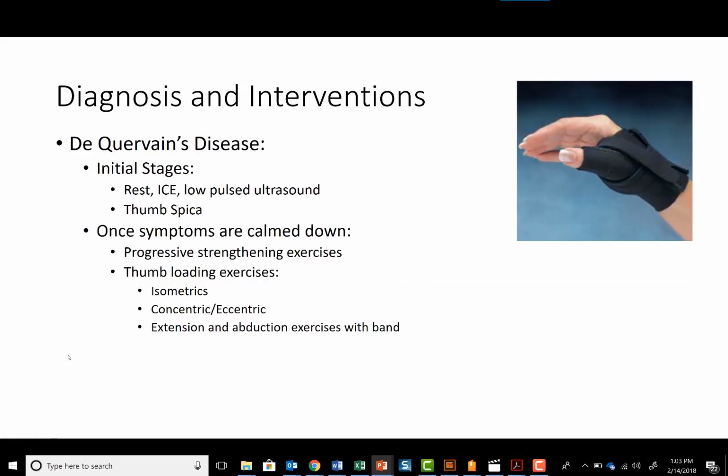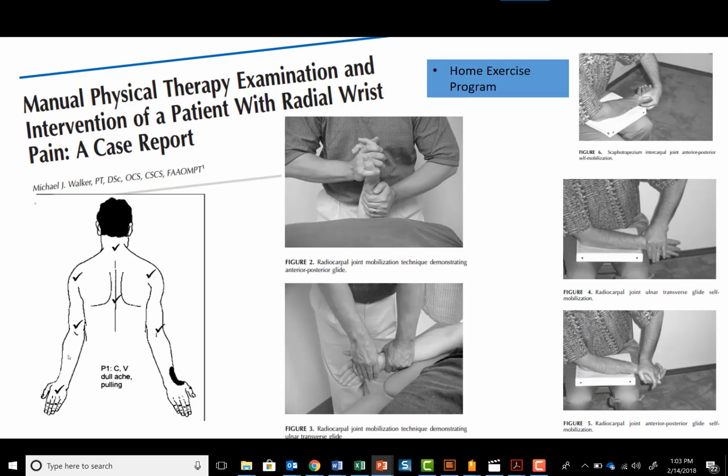What do we do with these folks? We often put them in a brace like this. We do rest, we do ice, we might do low pulsed ultrasound. I don't know what the evidence is for that. Put them in a thumb spica. Once the symptoms have calmed down, we're going to start some progressive strengthening exercises. We might start with isometrics, concentrics, and eccentrics, and just do general wrist strengthening.